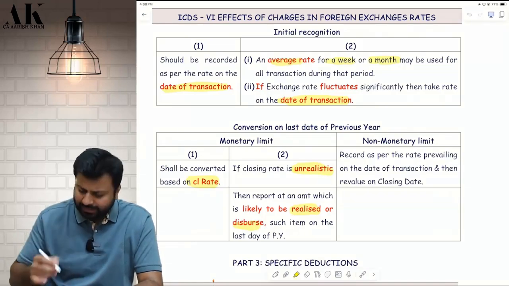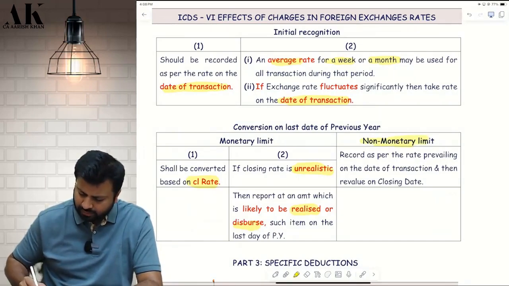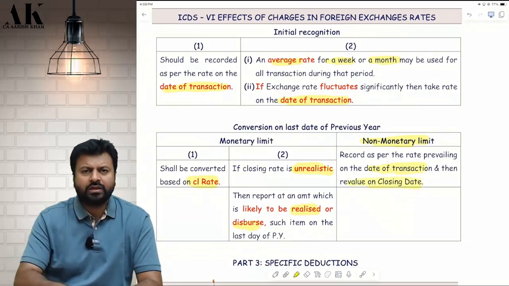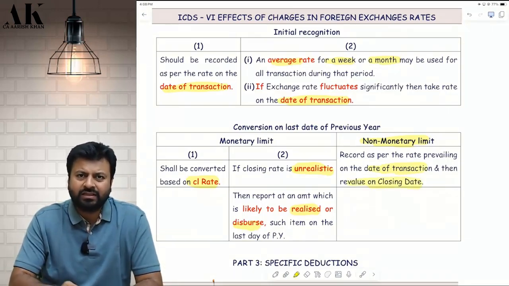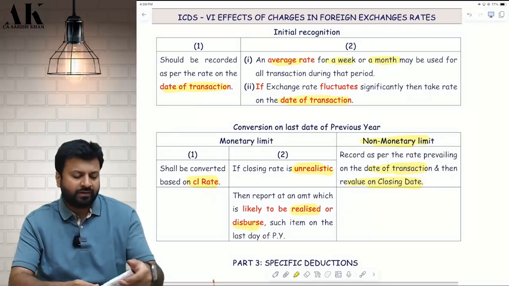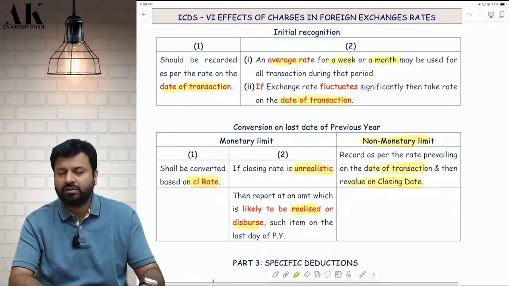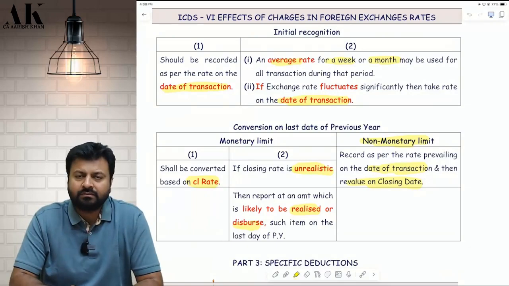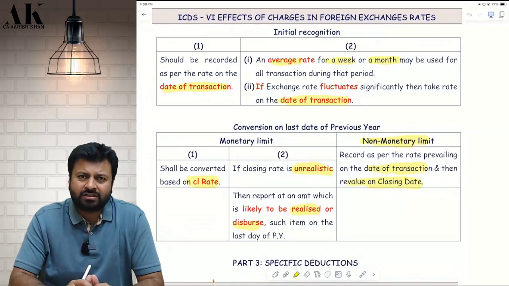And for non-monetary items, you have to record as per what? The date of transaction and revalue on the closing date. So there is nothing new they are saying in the ICDS. This is what we do in accounts also, in financial reporting. The financial reporting treatment is also similar to this. Nothing new, absolutely same. And this ICDS is not very important for examination as far as exams are considered.